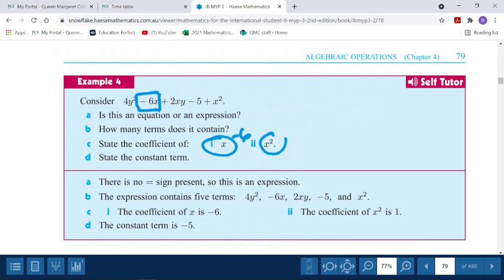How about the x squared? Which one is the x squared term? The last one. And what's its coefficient? +1. Because there's no number, you assume it to be a 1. Just like one pen. What is the constant term in this one? -5. There we go. That's the constant term.